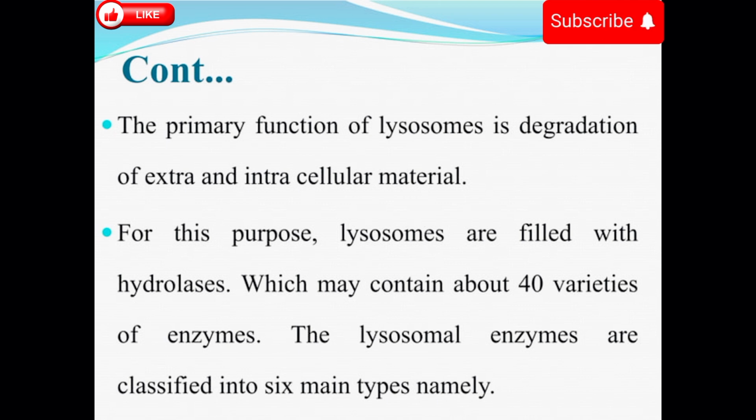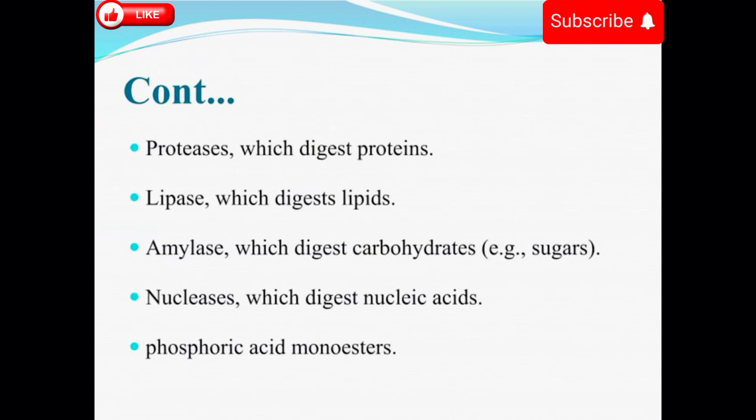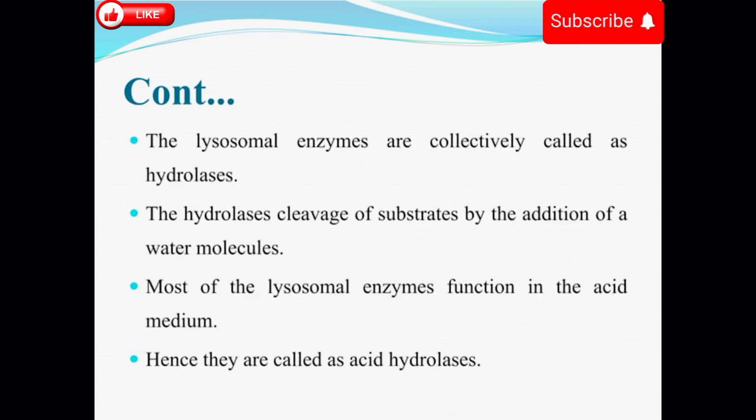The lysosomal enzymes are classified into main types, namely proteases, which are hydrolase enzymes that digest protein, lipases which digest lipids, amylases which digest carbohydrates, for example sugar, nucleases which digest nucleic acid, and phosphoric acid monoesters. The lysosomal enzymes are collectively called hydrolases. Hydrolases cleave a substrate by the addition of a water molecule. Most lysosomal enzymes function in an acidic medium, hence they are called acid hydrolases.